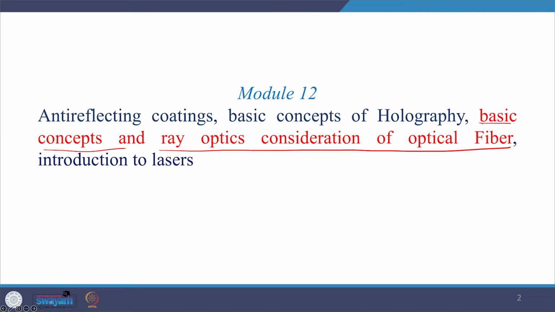In the last two classes, we covered the basic concepts of holography. Today, we are going to start a new topic, which is the basic concepts and ray optics consideration of optical fiber. Now, optical fiber is a waveguide. The first question that comes to our mind is: what is a waveguide? As the name suggests, a waveguide is a device which guides a wave.